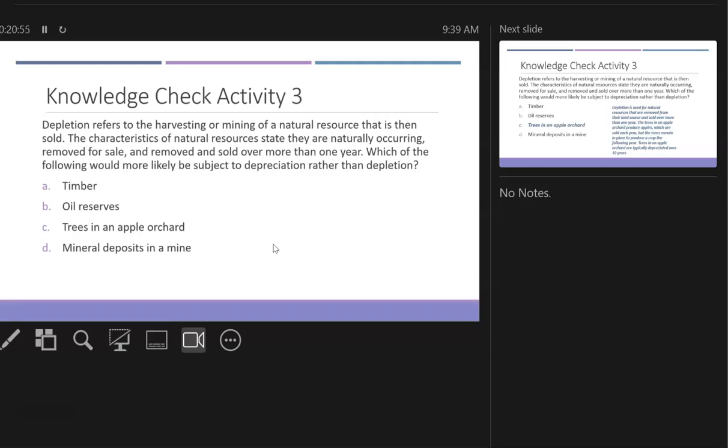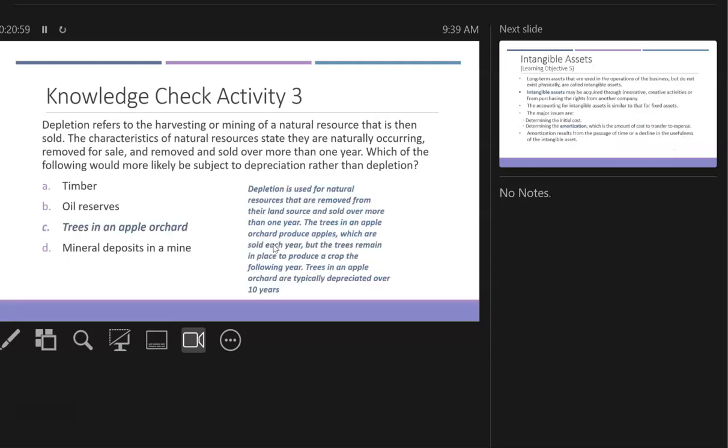Which of the following would be more likely to be subject to depreciation rather than depletion? Depletion would be trees in an orchard, because those trees in an orchard are going to be utilized for greater than a year, aren't they? Because they're getting apples off of them to sell.